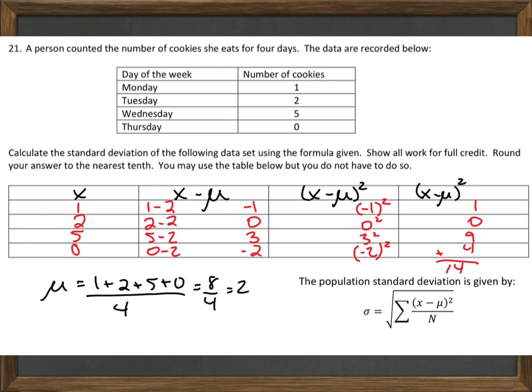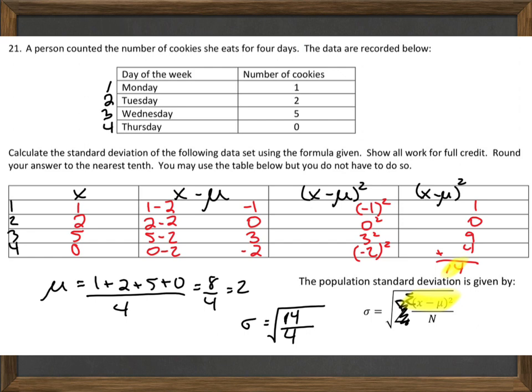So what we have to remember is that this 14 is equal to, this isn't the right thing. The summation should only be right here. So it's equal to this thing. It's the sum of x minus mu squared. So we have the square root of 14 divided by n. Well, what is n? Well, n is our population size. So there's 1, 2, 3, 4 data points, right? 1, 2, 3, 4. So our n is 4.